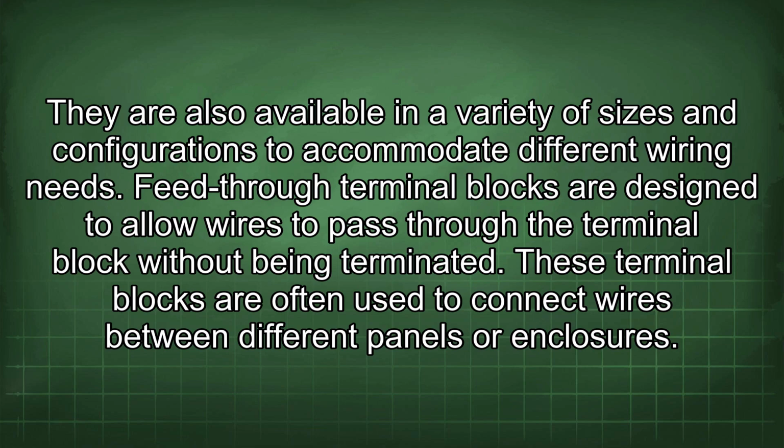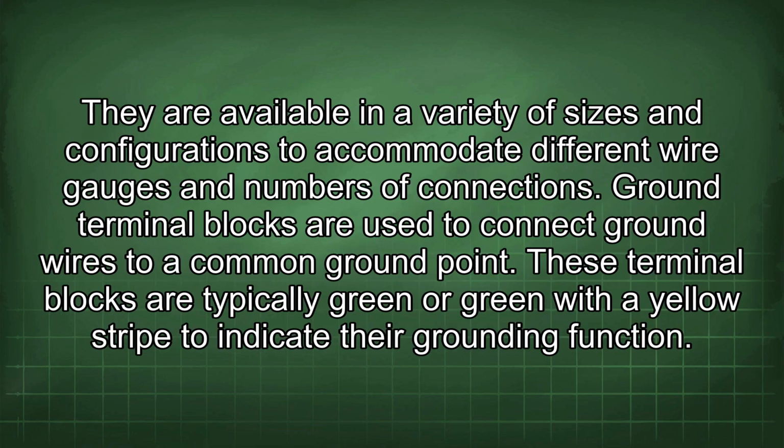Feed-through terminal blocks are designed to allow wires to pass through the terminal block without being terminated. These terminal blocks are often used to connect wires between different panels or enclosures. They are available in a variety of sizes and configurations to accommodate different wire gauges and numbers of connections.